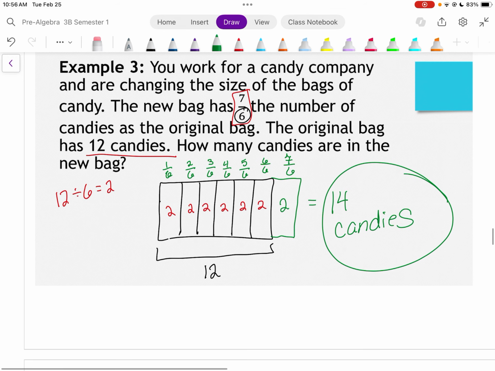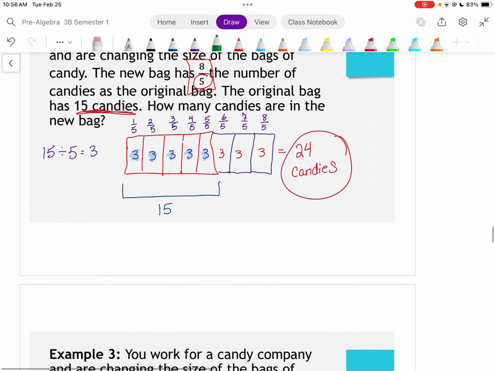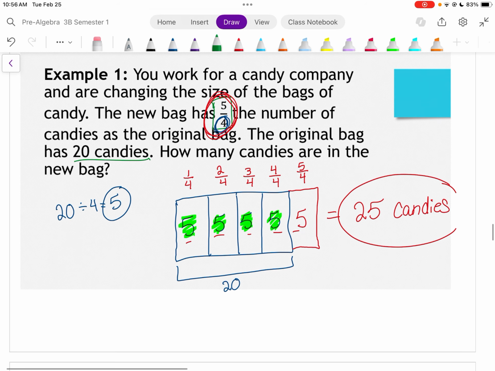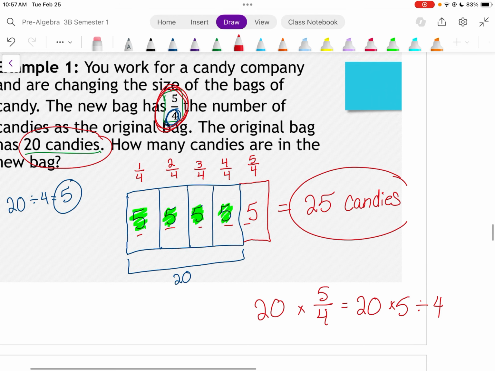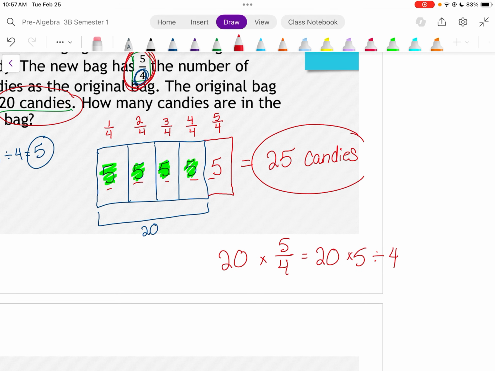And for this, what you are actually doing is we are taking the number of candies in the original bag, 20, and we're actually multiplying it by our fraction that the new bag would be. So what this means is when we multiply by a fraction, what you are actually doing is 20 times 5 and then dividing by 4. But to make it a little bit easier, we're doing the division before the multiplying. So we did 20 divided by 4, and then whatever that answer was, we multiplied by 5.